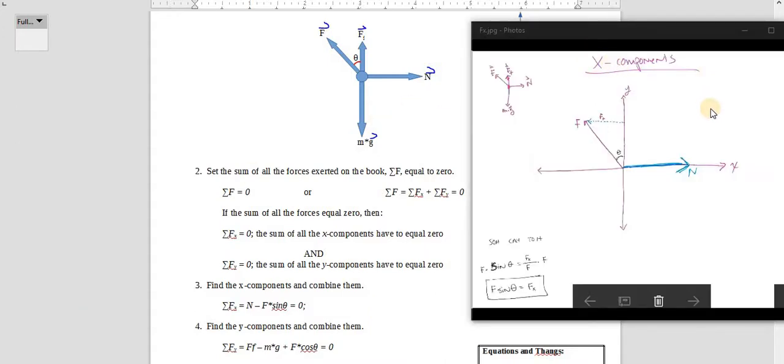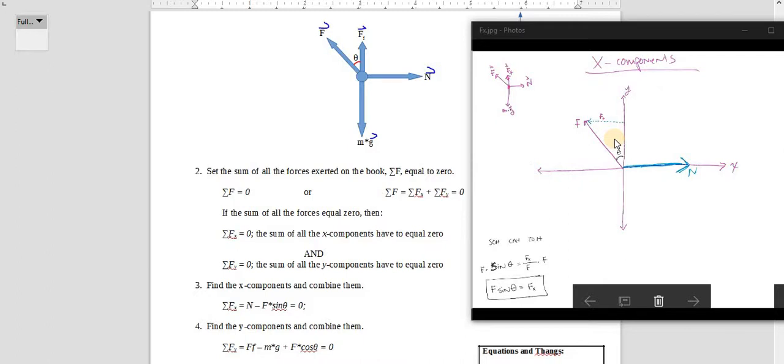To find my x components, I look for all the forces that are in the x direction. We have our normal force, which is going in a positive x direction. Then we have F sub x, which is the x component of the Babadook's force. And so I want to know the magnitude of F sub x.